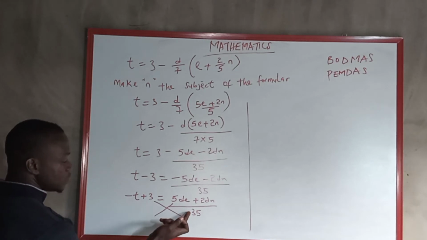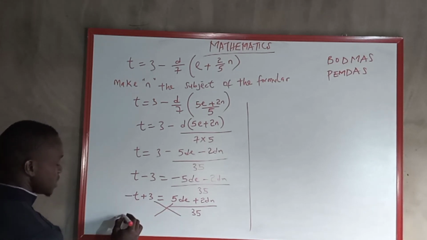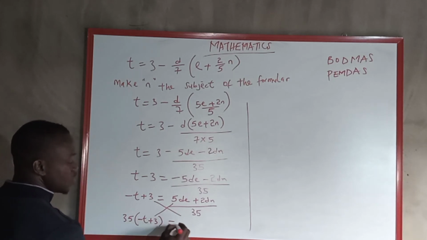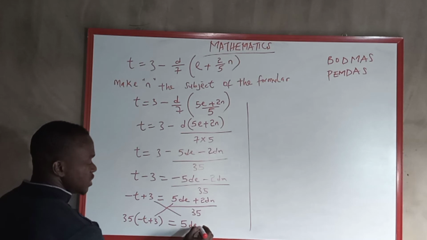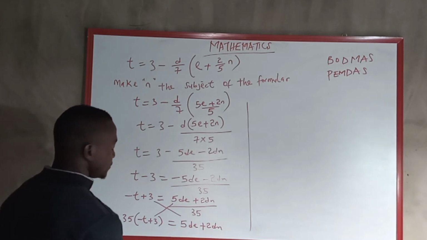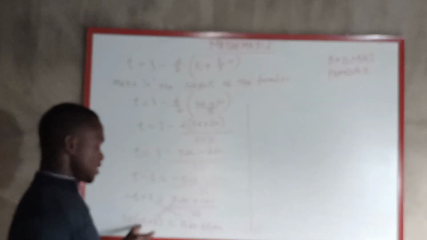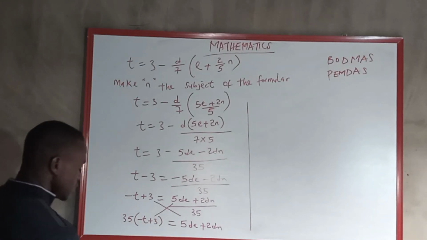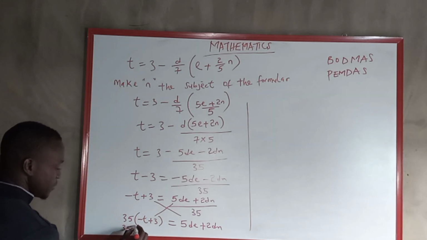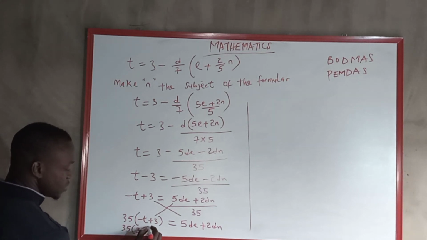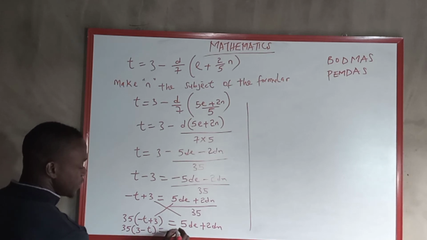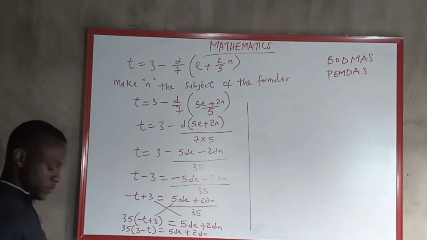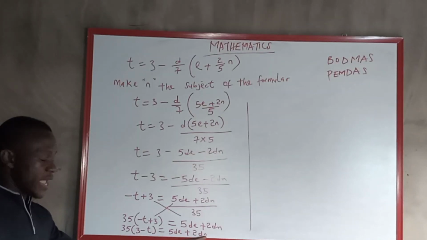So when you cross multiply this denominator here, multiply these terms here, we have it as 35 into minus t plus 3 is equal to what? 5de plus 2dn. That is that. So this minus t plus 3, I can also interchange it to become plus 3 minus t, it's the same thing. So I can say 35 into 3 minus t is equal to 5de plus 2dn.